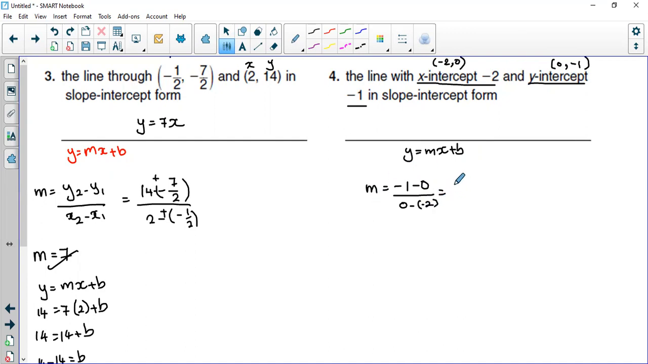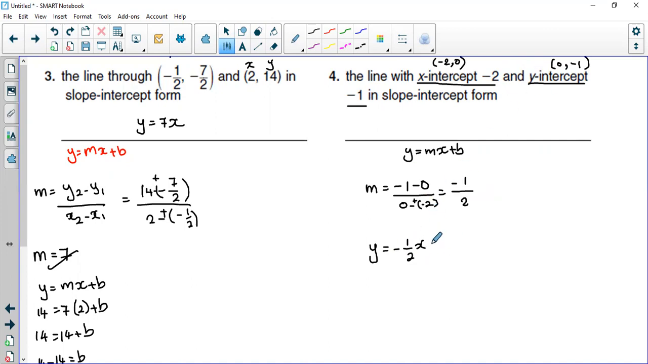So -1 minus 0 is of course going to be a -1, and negative will give you a positive, so 0 plus 2 is 2. So the slope is -1/2. All that you have to do is now write the equation. So if you would write the equation, it's going to be y is equal to m, which is the slope, which was negative half, x plus b, which is the y-intercept.